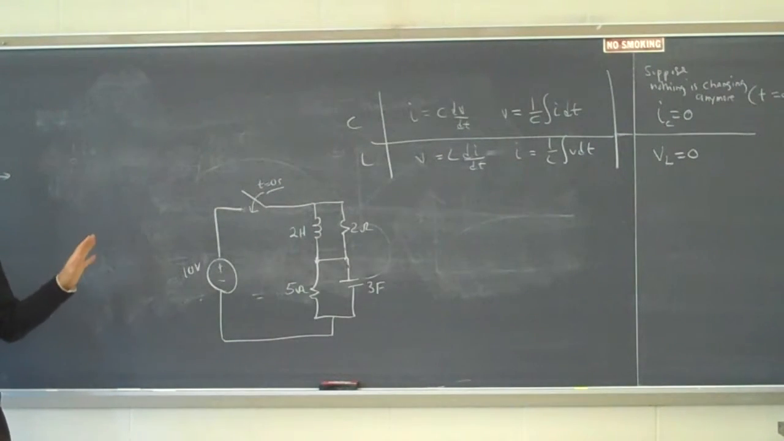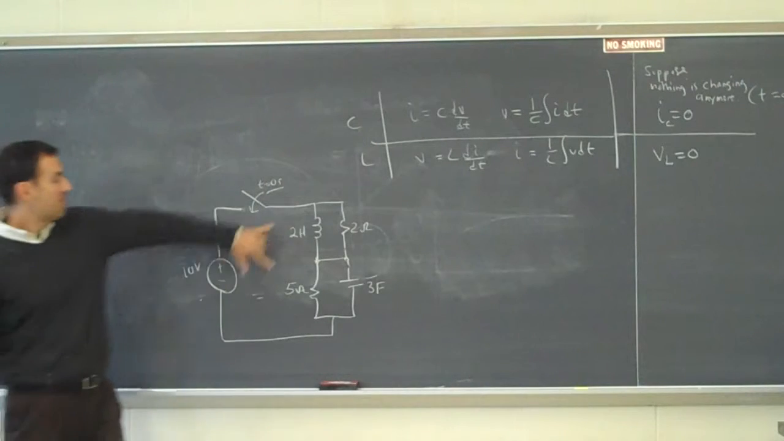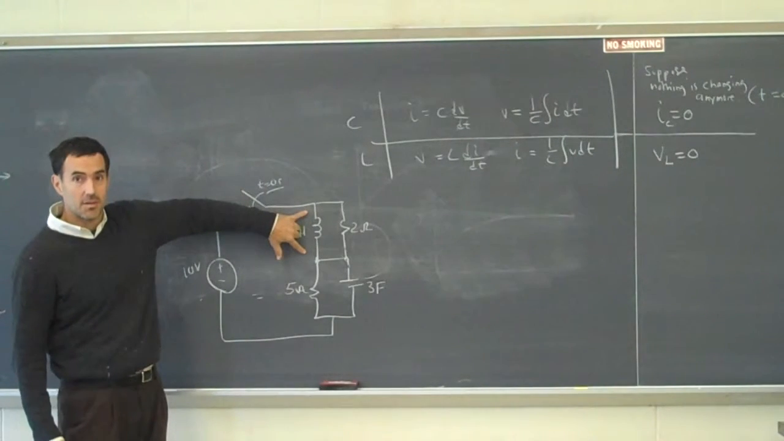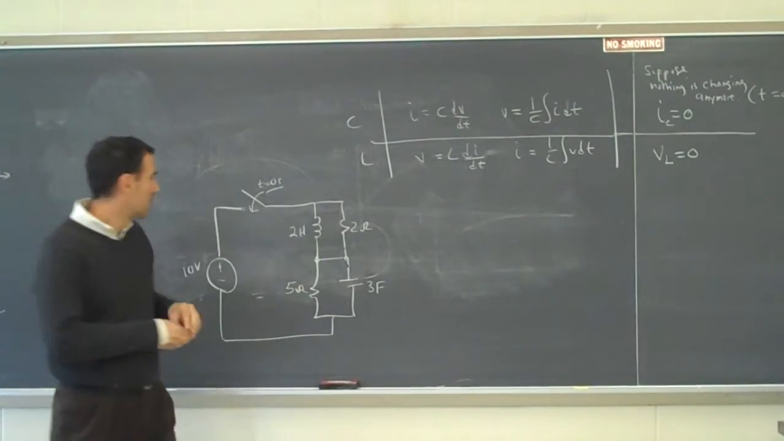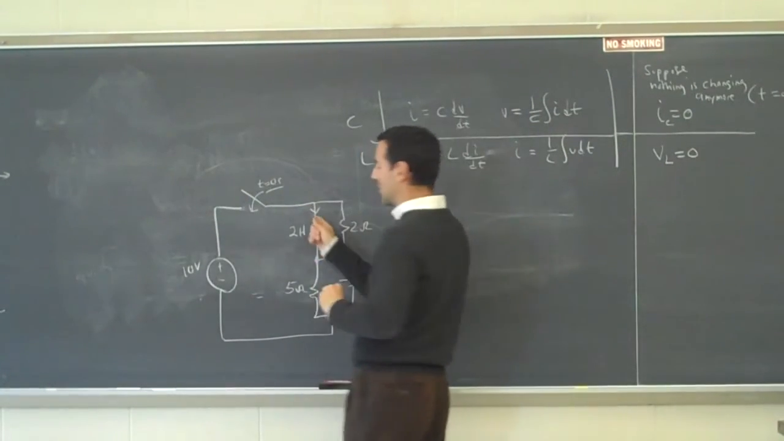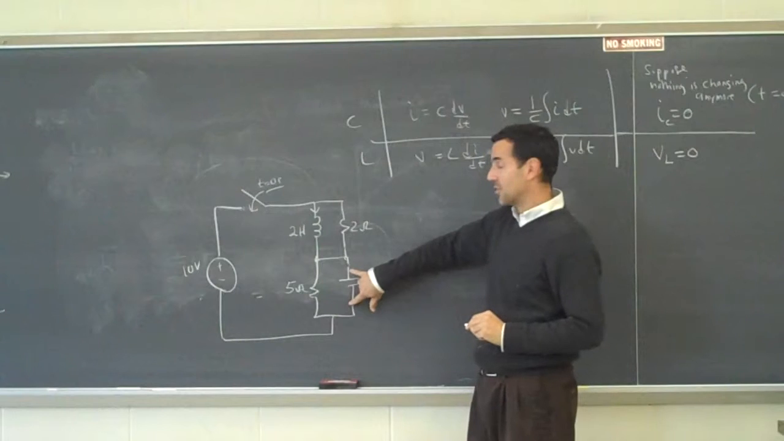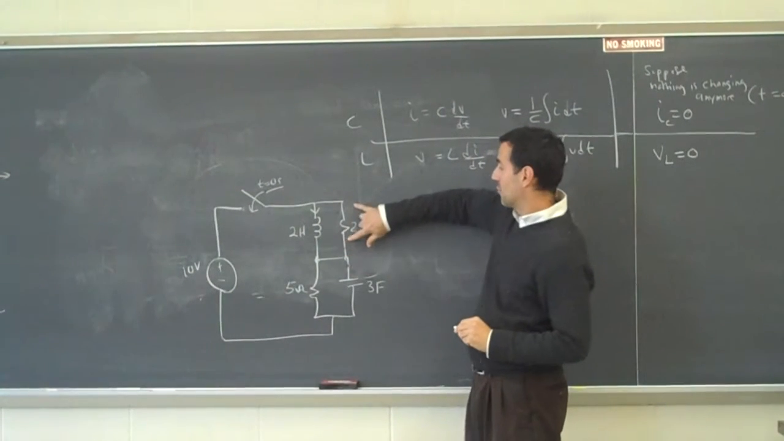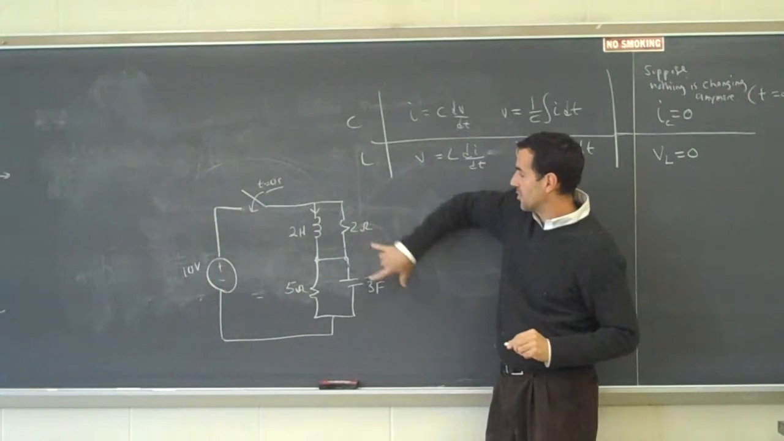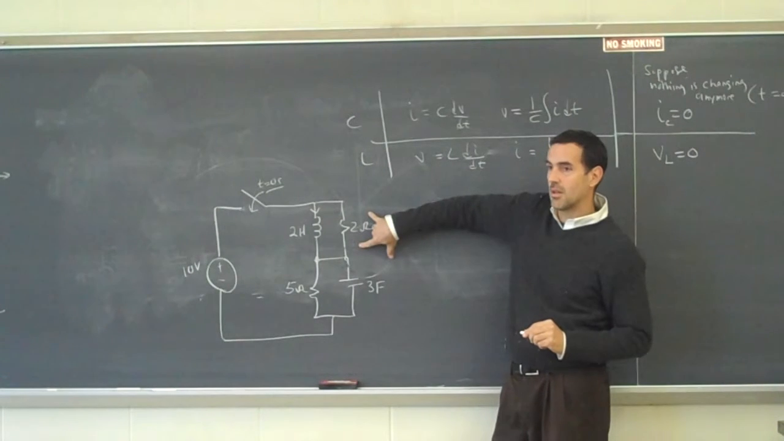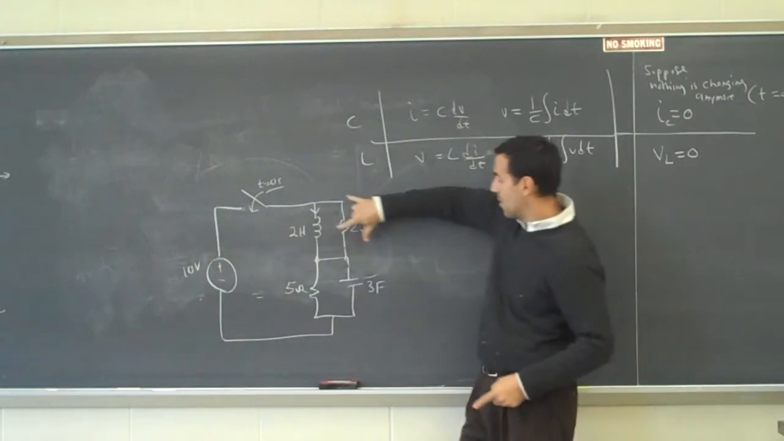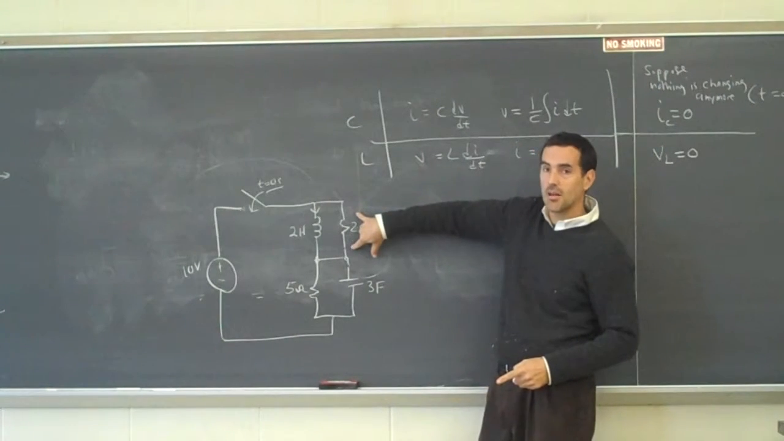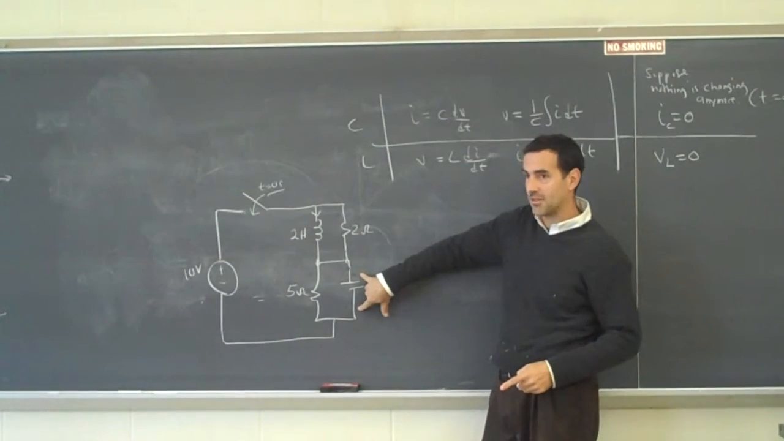Can we figure out everything else? If that current is 0, so just after I close the switch, that current is 0. That voltage is 0. So just after I close the switch, how much voltage is across that 2 ohm resistor? 10. It'd be 5 amps. The full 10, because the voltage across that capacitor is 0.